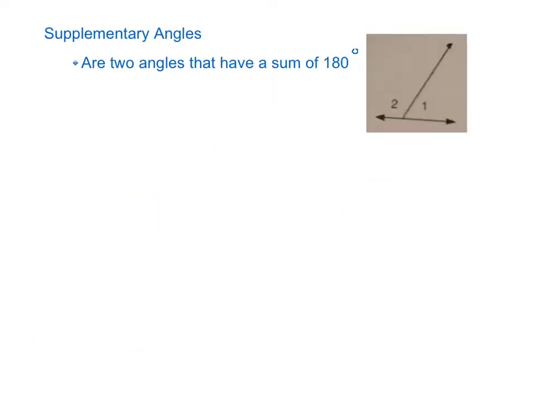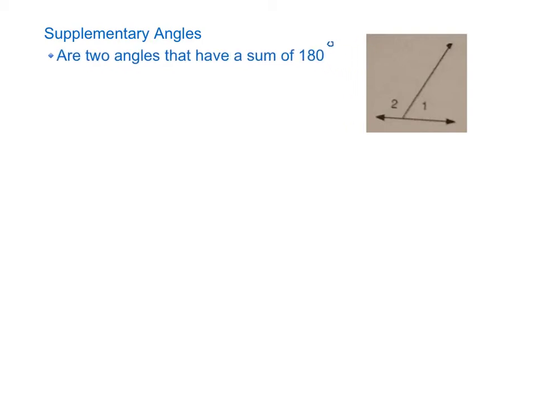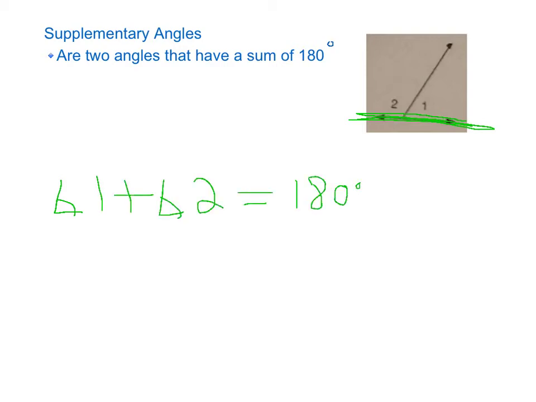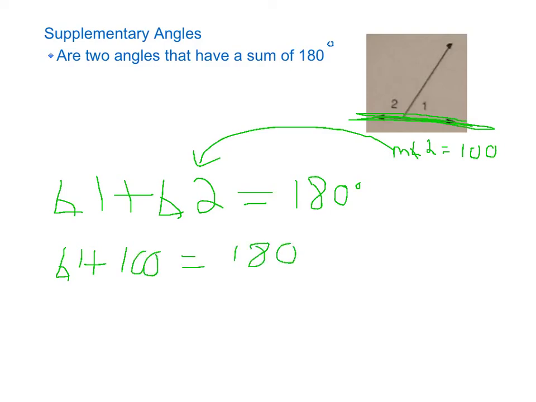Right, supplementary angles are two angles that have a sum of 180, or they form a straight line. So if you look here, if you put angle 1 and 2 together, they make this straight line here. So we know if we take angle 1 and add angle 2, that's going to equal 180 degrees. Well, let's say that the measure of angle 2 was 100. We could find angle 1, so you could just plug it in. So angle 1 plus 100 equals 180, which would mean that angle 1 would have to equal 80 degrees.